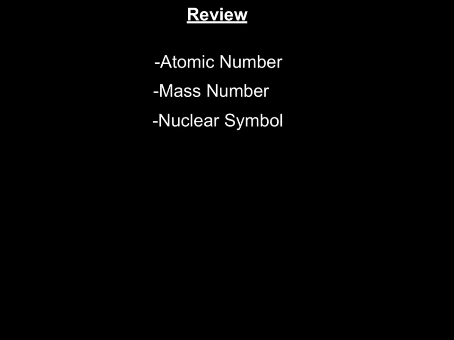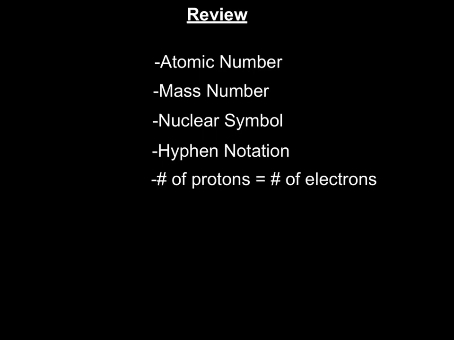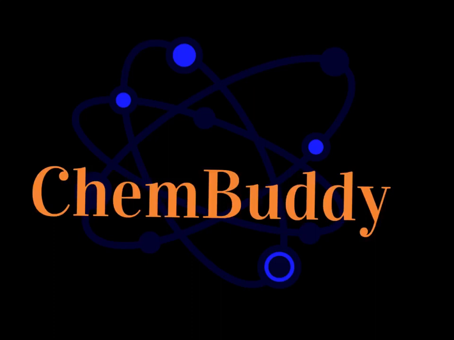To review, know what the atomic number and mass number mean and how they are arranged in the nuclear symbol for an element. Also, know what information is given to you in hyphen notation, and remember that the number of protons equals the number of electrons in neutral atoms of elements. And that is everything you need to know about problems dealing with protons, neutrons, and electrons.